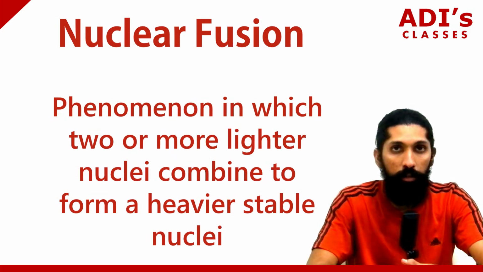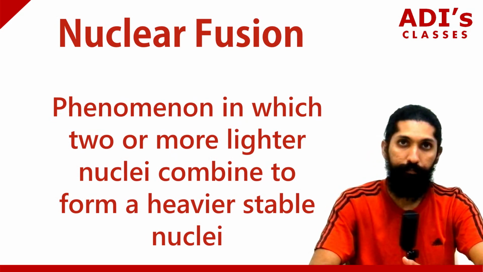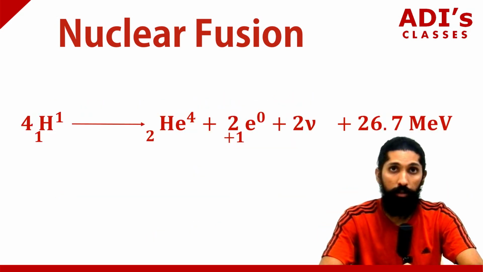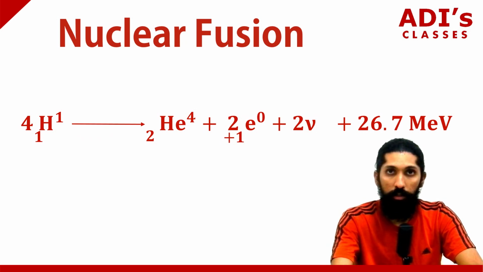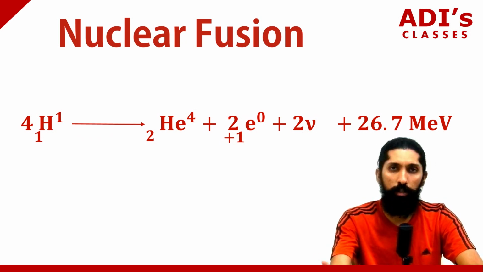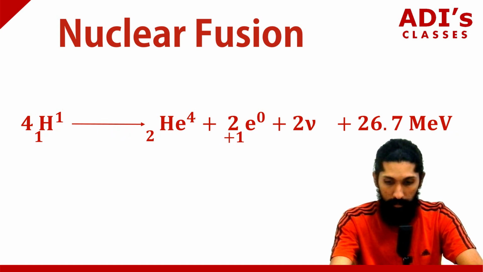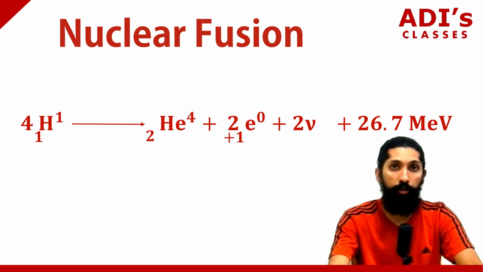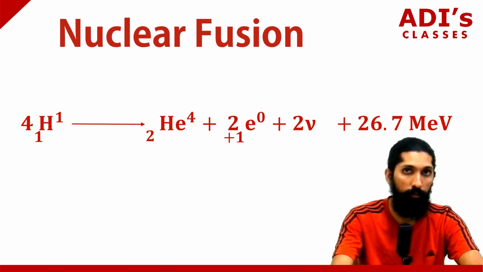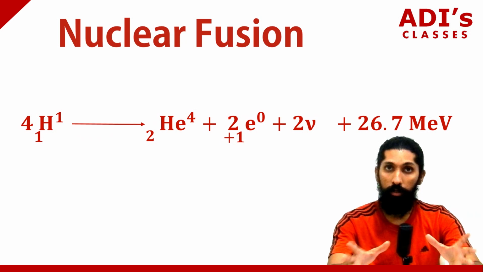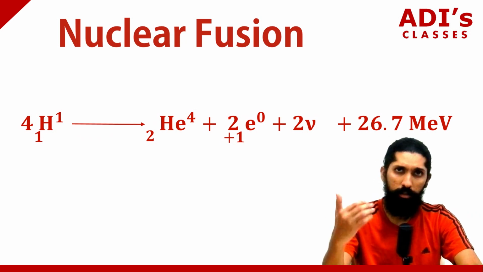Now, in a nuclear fusion reaction, this is the mathematical equation: 4 hydrogen will combine to form helium, and it gives out different particles, like a positron and a neutrino, and along with it you are going to have energy. This is more like a general equation.